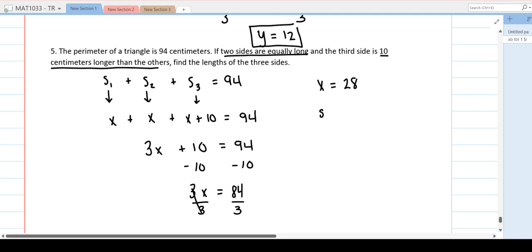So that means side 1 is 28 centimeters. Side 2 is also 28 centimeters. And how long is side 3? 38 centimeters. Very good.